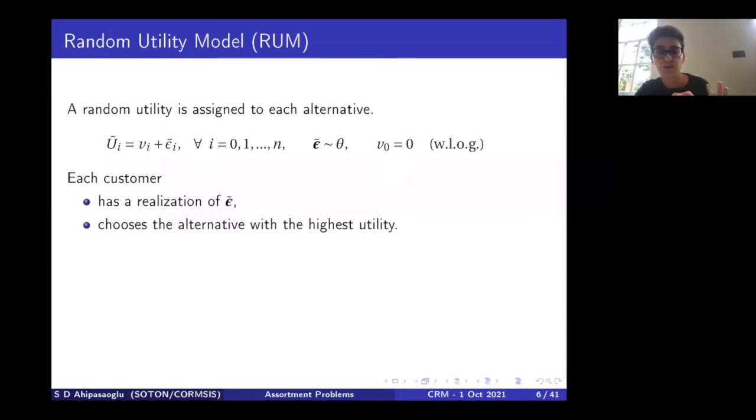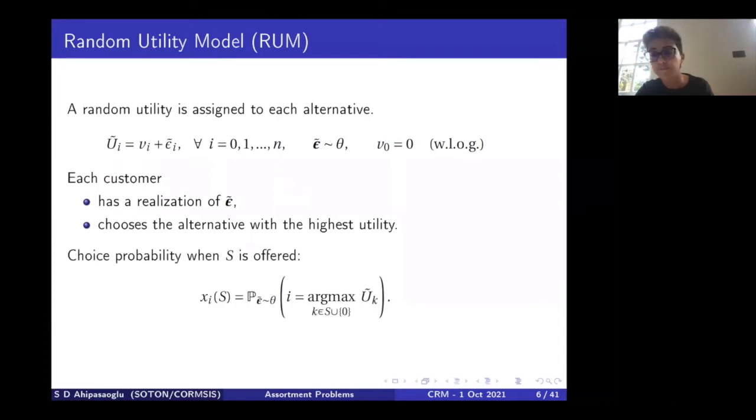So in the choice model, we assume that each customer arrives and observes the assortment, and they have a realization of these random terms, and then they choose the alternative with the highest utility. That's why sometimes the RUMs are referred to as random utility maximization models. And with this, the choice probability for item i has a rigorous definition, which is the probability of i having the highest utility under the given distribution.